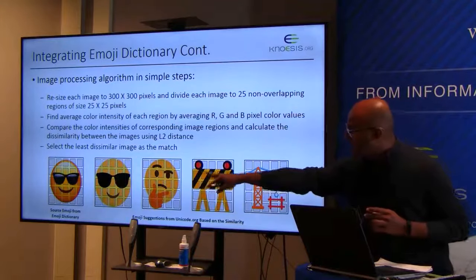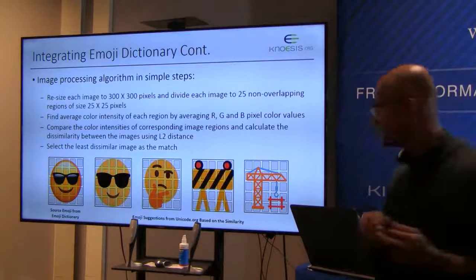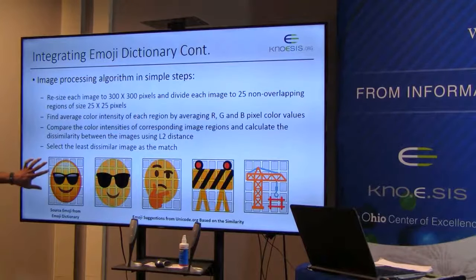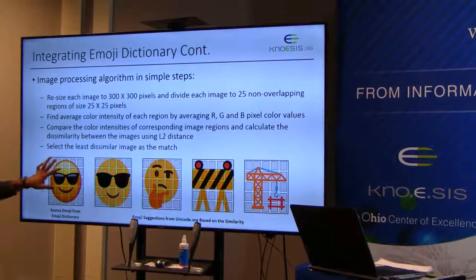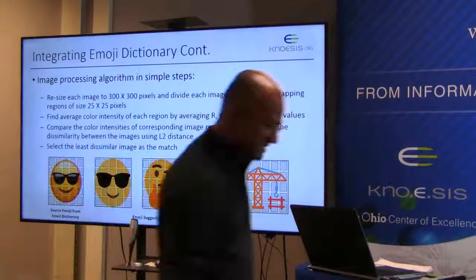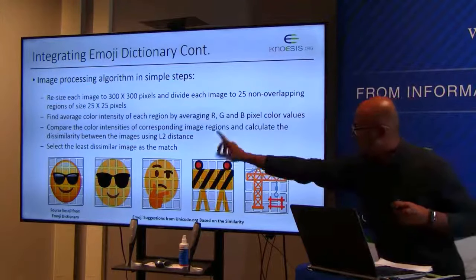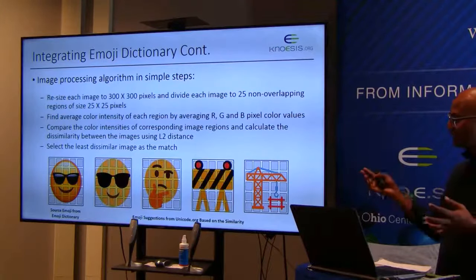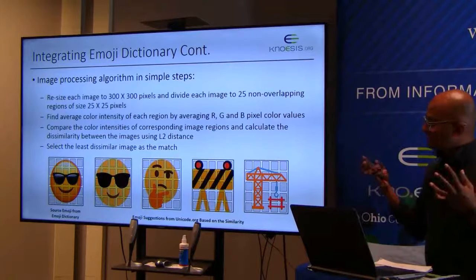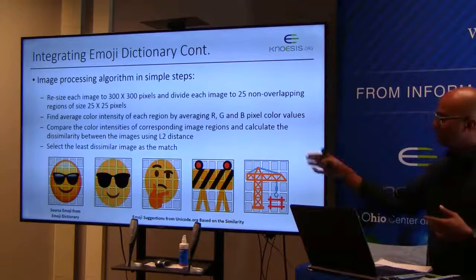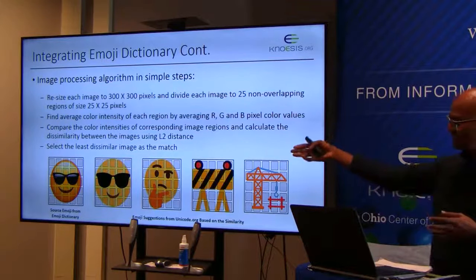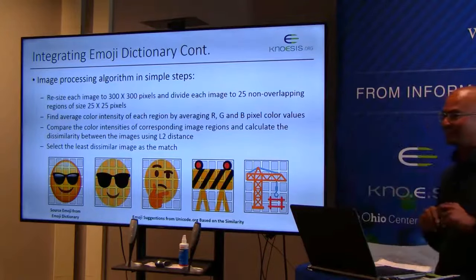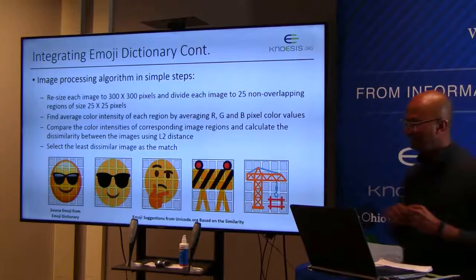For an example, if you see the images that I have shown here, we started with the images that we extracted from the emoji dictionary. We divided each image into 25 regions of size 25 by 25 pixels, and then we calculated average color intensities of each region, and we compared them with the corresponding regions from each and every image, so that the image that has the least dissimilarity, or the most similarity, was matched, and that image's Unicode code point was associated with the other image from the emoji dictionary website.